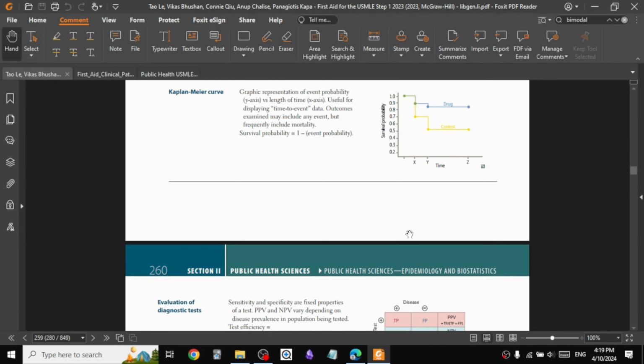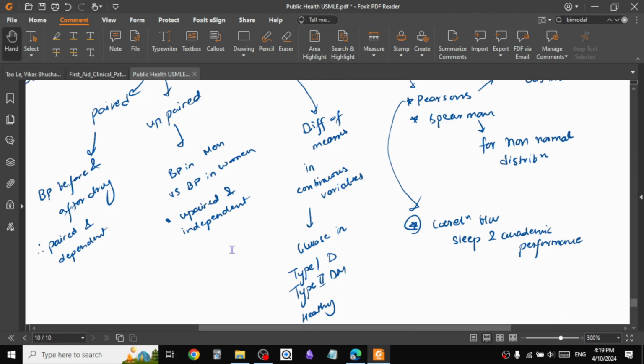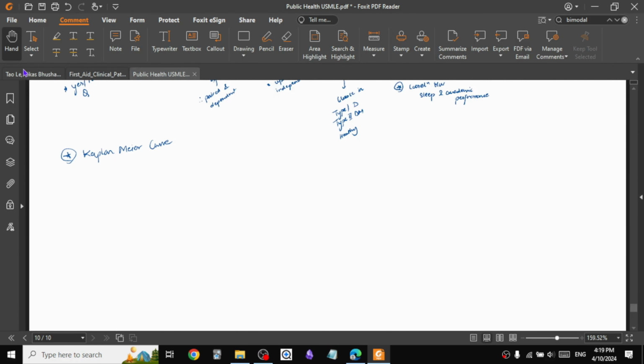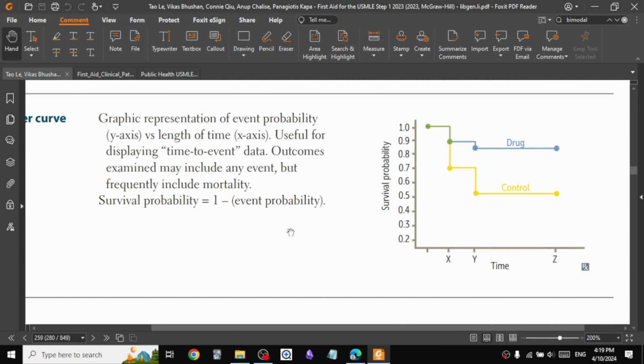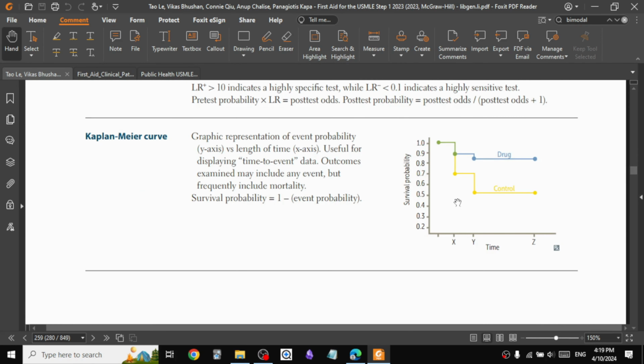All right, wait, I haven't discussed this, and I think I made a note of it as well. Kaplan-Meier curve, yeah. The Kaplan-Meier curve is basically the graphical representation of event probability. So I'm choosing between an exposure or a treatment and a control group, and what I'm looking at is the probability of something happening. When I give the drug, the survival was at this level, but for those I didn't give the drug, it decreased to this level.